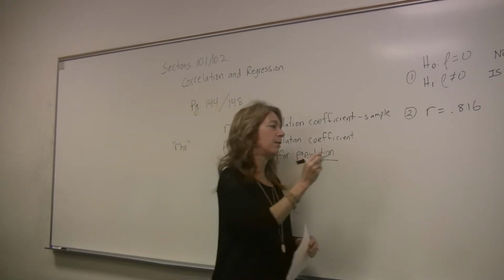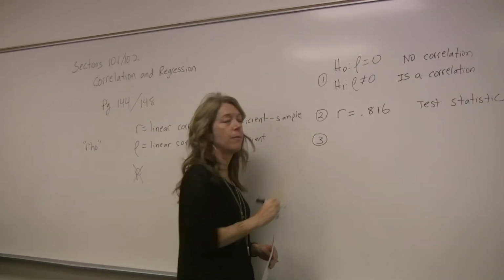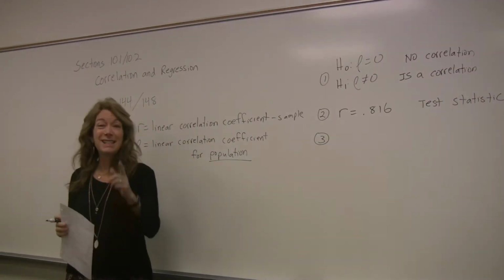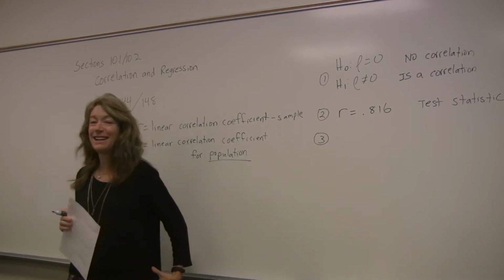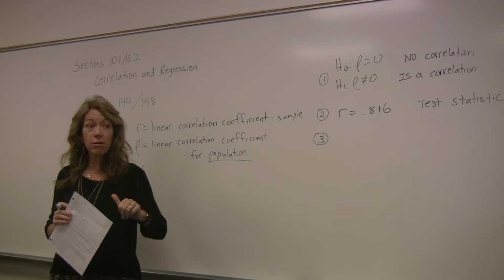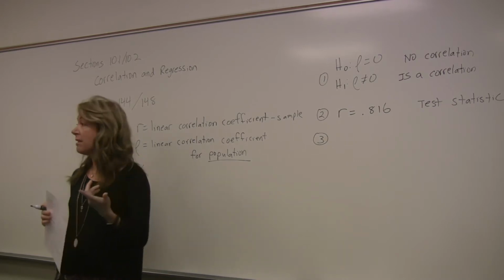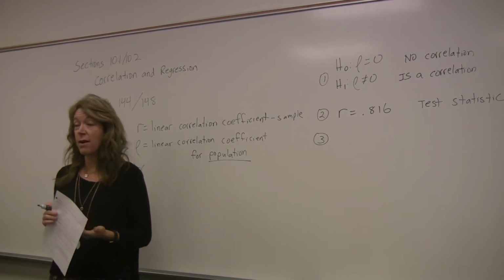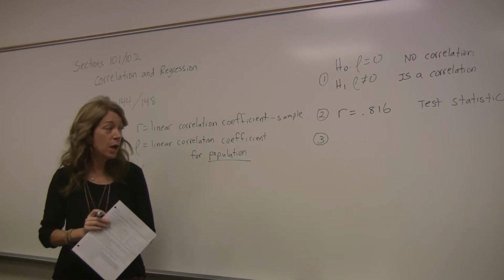What's step 3 of our 5-step process? Anybody remember? Ooh, that's step 4. Either get the p-value or the critical values. This section will ask you to do both ways. The critical value method is actually more common.